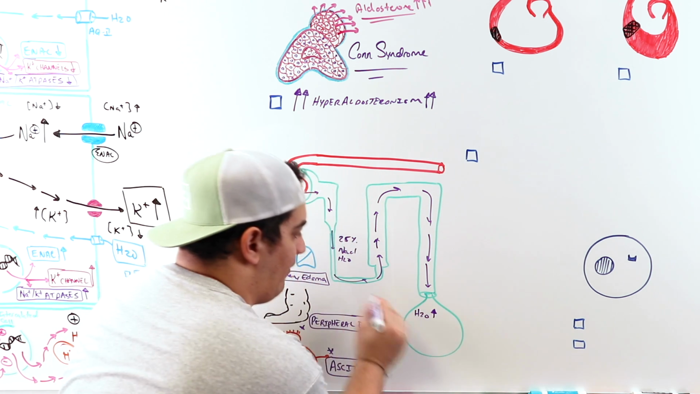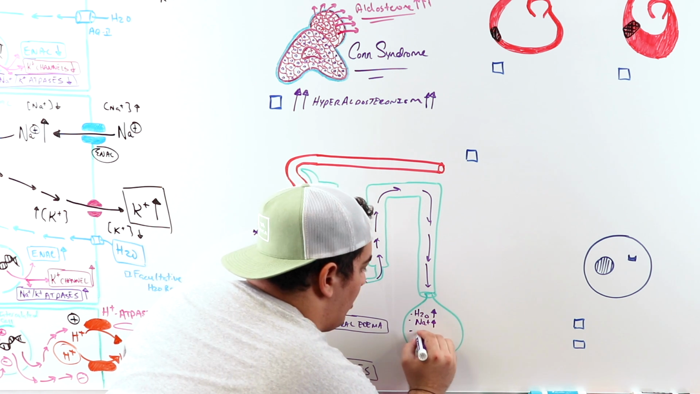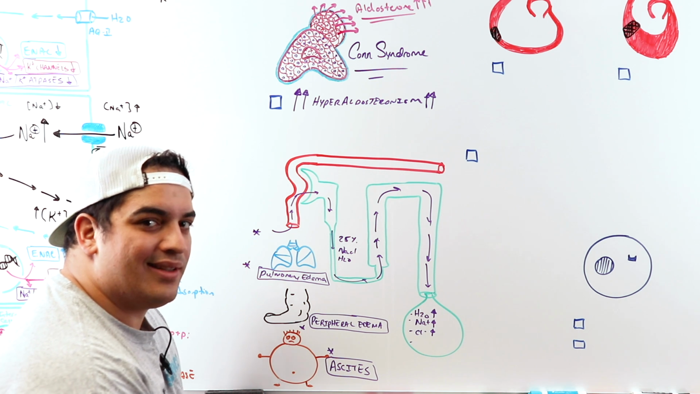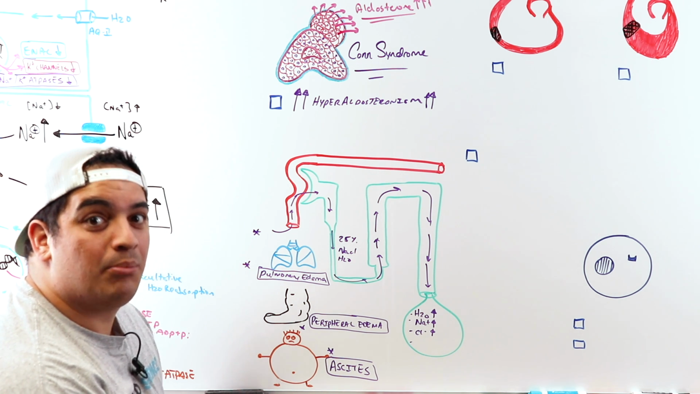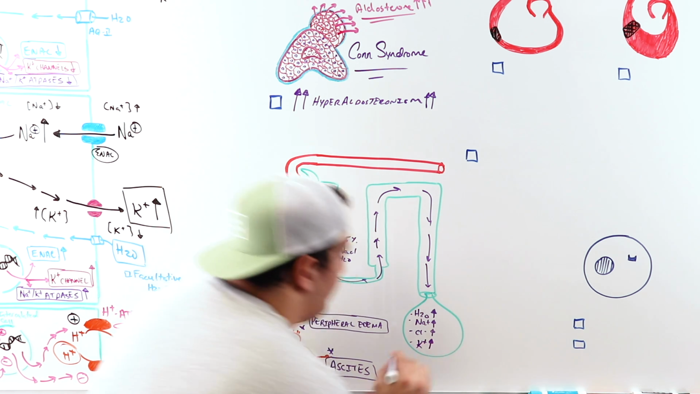Loop diuretics can pull off an excessive amount of water. So you're trying to pull some of that fluid off. It's going to pull off some of the excess sodium. It's going to pull off some of the chloride. But what else does it undesirably lead to you excreting? Potassium. So you can lose potassium with loop diuretics, right?